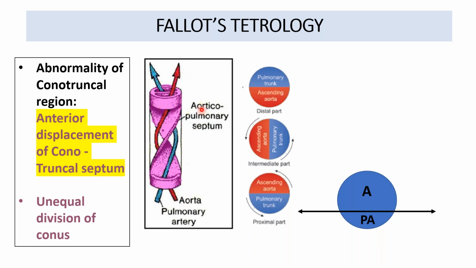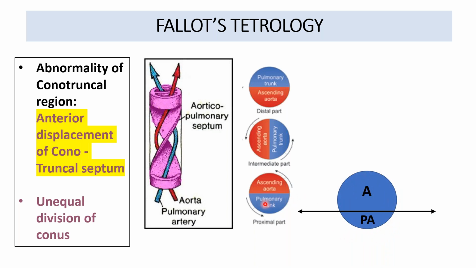So this is just a recap of what we studied about the conotruncal septum, the truncal and the conal septum, which together formed the conotruncal septum. And this is the aorticopulmonary septum, which divided the aortic channel from the pulmonary channel. Now this we had done in detail, how the relation changed from the proximal, middle and the distal area of the truncus arteriosus. This is just a representation to show what is happening at the level of the Fallot's tetralogy.